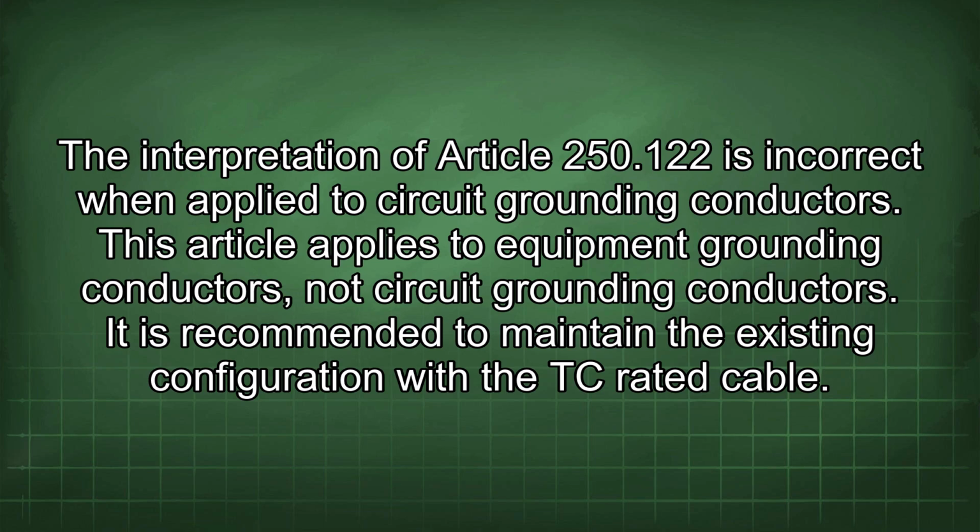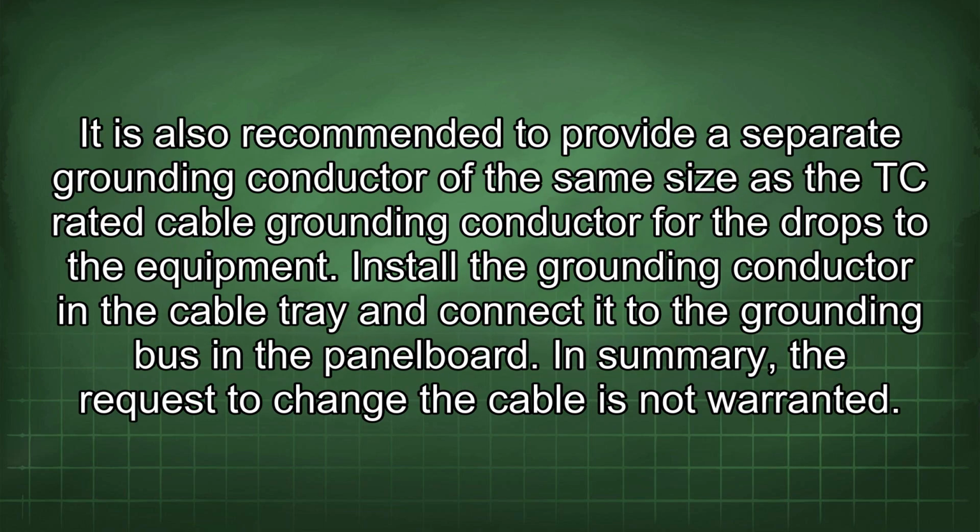It is recommended to maintain the existing configuration with the TC-rated cable. It is also recommended to provide a separate grounding conductor of the same size as the TC-rated cable grounding conductor for the drops to the equipment. Install the grounding conductor in the cable tray and connect it to the grounding bus in the panel board.